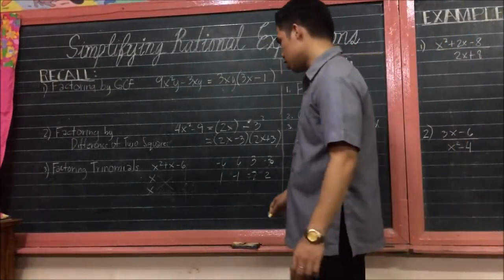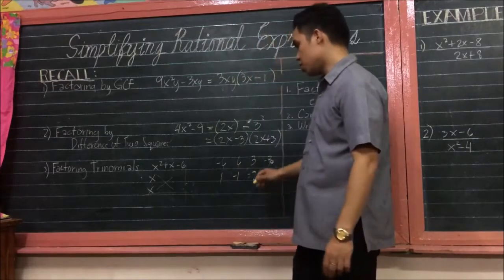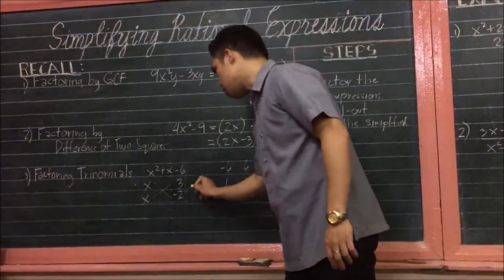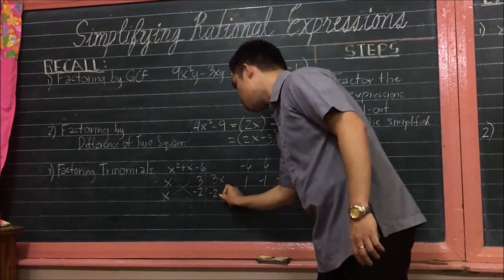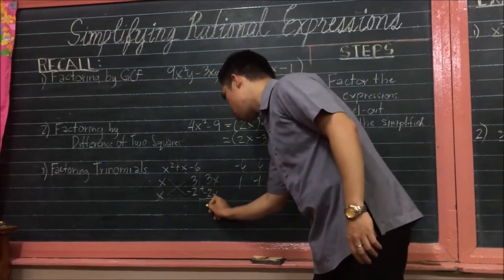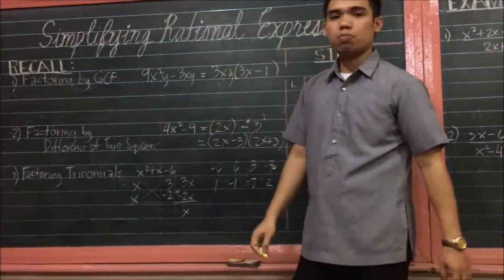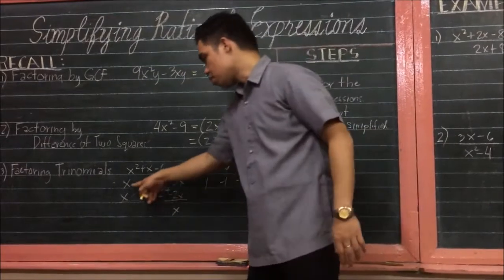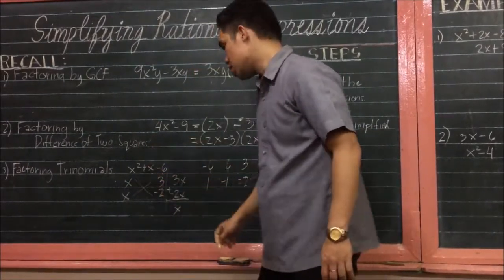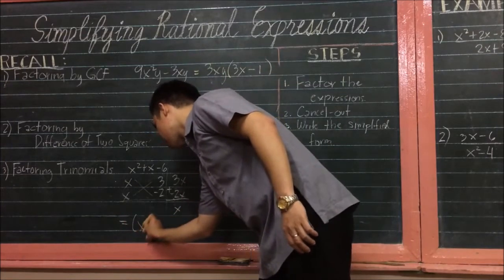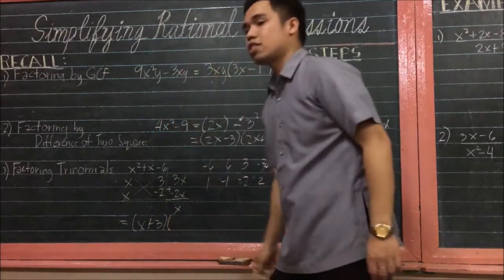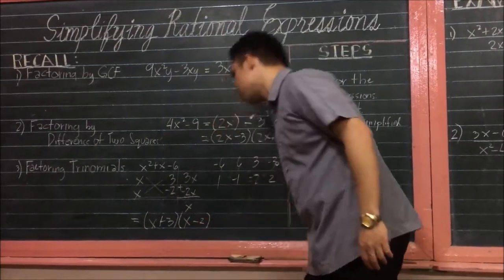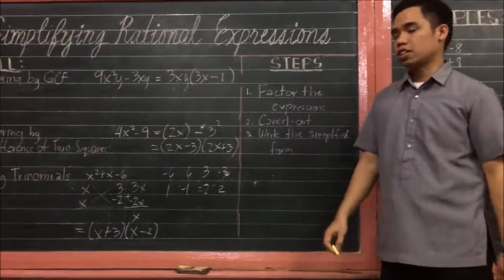So if we are going to change this, the pairs, we can see that it's 3 and negative 2. So if we cross multiply, it will be 3x and negative 2x. And try to add it, it will be positive 1x, or just simply x, which is the same as the middle. So that means our factored form will be x positive 3, that means x plus 3, times x negative 2, or x minus 2. So that's how we factor trinomials.